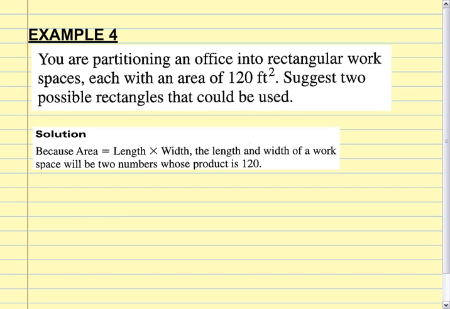Example number 4. You are partitioning an office into rectangular workspaces, each with an area of 120 feet squared. Okay? Each of these little spaces is 120 feet squared. Suggest 2 possible rectangles that could be used.